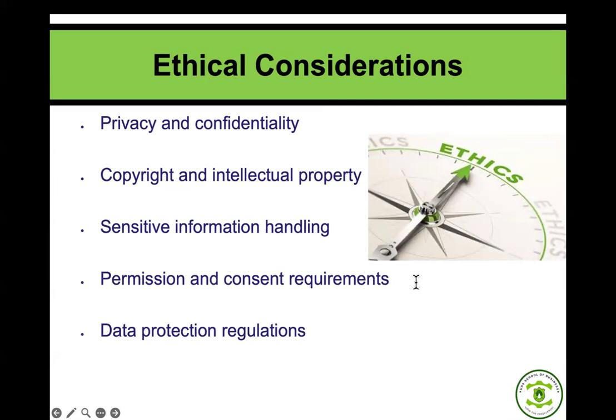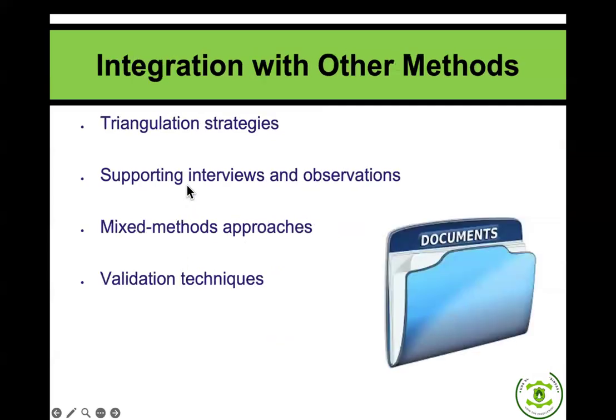The fourth issue is we need to be aware of permission and consent requirements. This involves obtaining necessary approvals to access and use the document, especially for private or restricted material. And the last one, we must comply with data protection regulations when we are dealing with the use of documents.